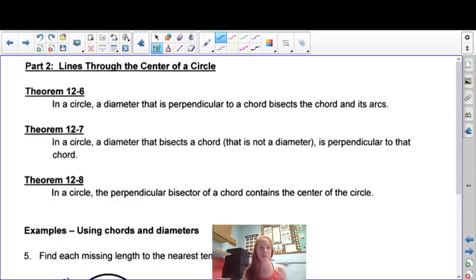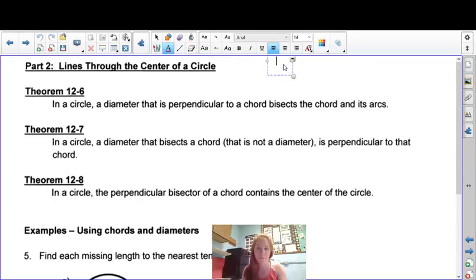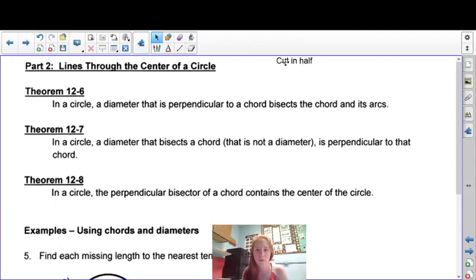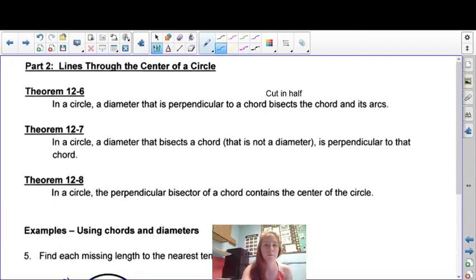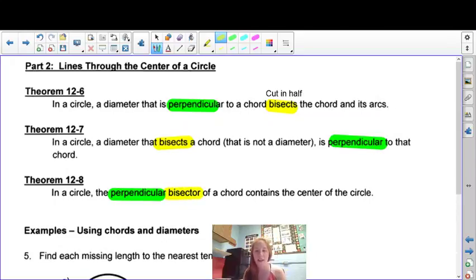All right, part 2, different things going through the circle. In a circle, a diameter that is perpendicular to a chord bisects it, and we know the word bisects means to cut in half. In a circle, a diameter that bisects or cuts a chord in half is perpendicular. Also another vocab word, perpendicular, 90 degrees. In a circle, a 90-degree chord that cuts something in half contains the center.